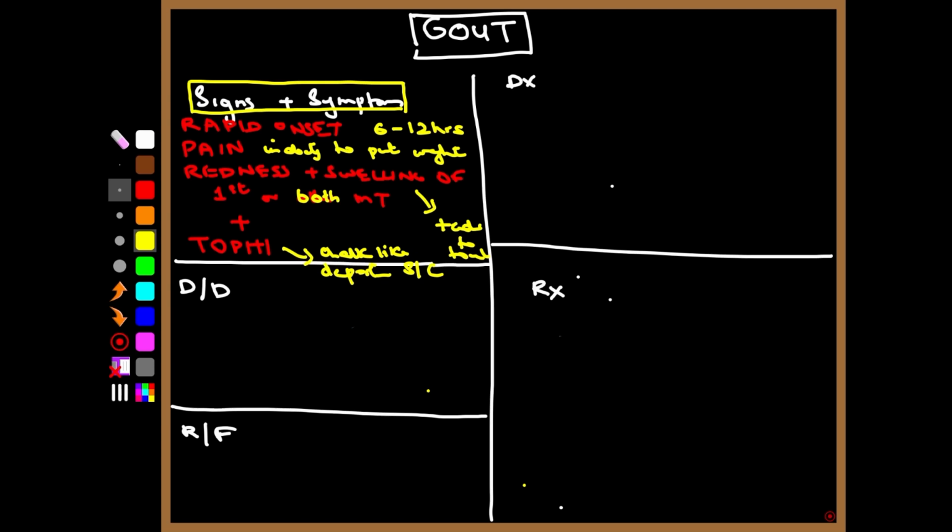Once we've diagnosed gout, we move on to the differential diagnosis, and these are things that we wouldn't want to miss. So number one would be septic arthritis. Number two would be calcium deposition. And number three would be inflammatory arthritis.